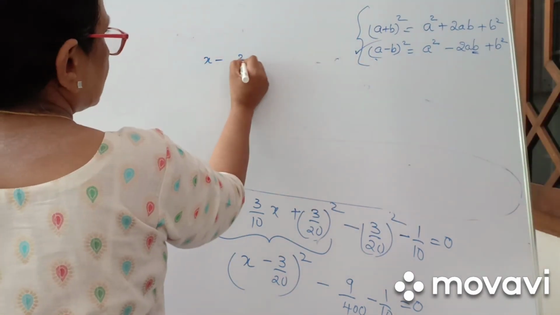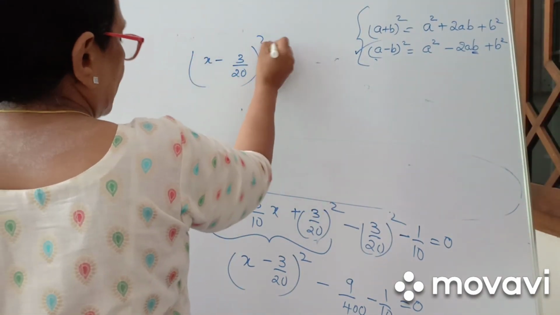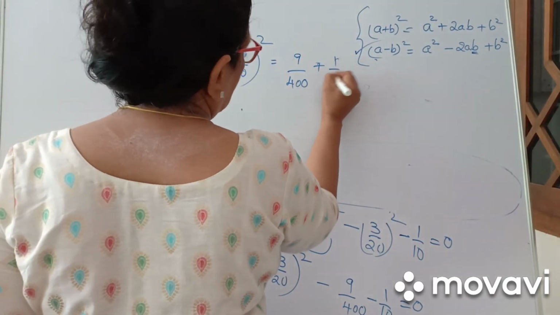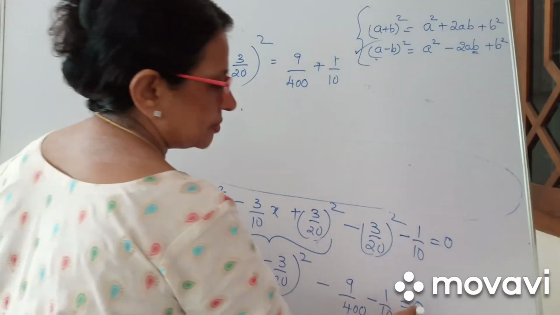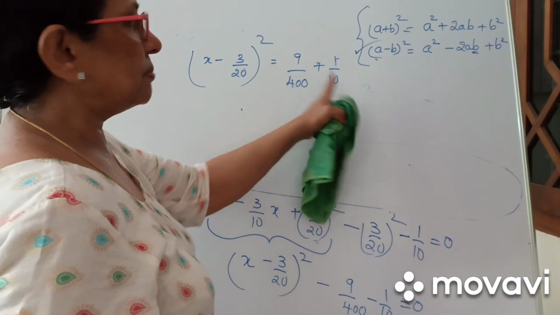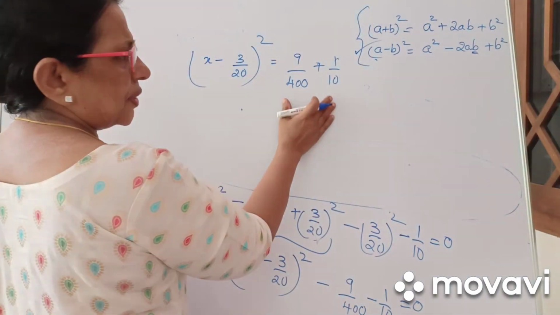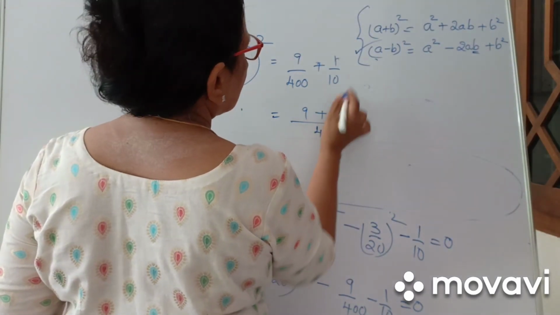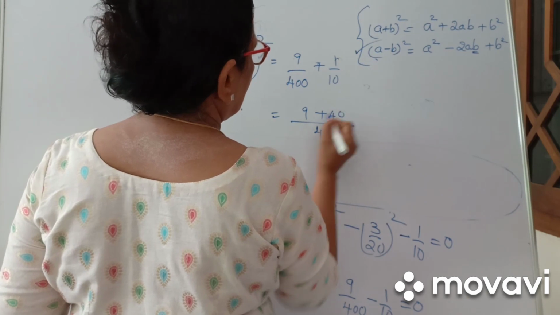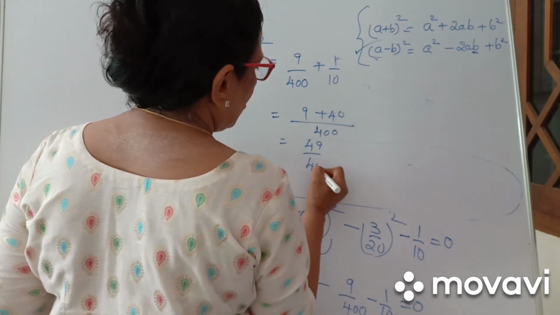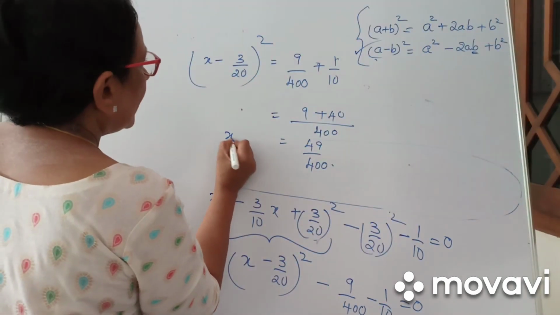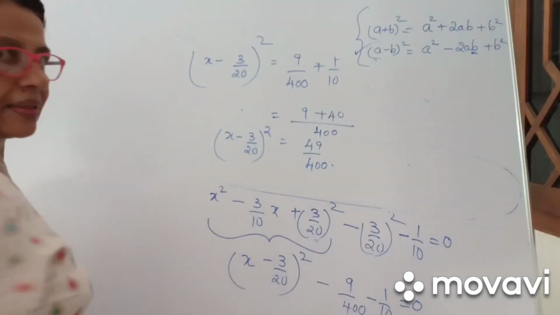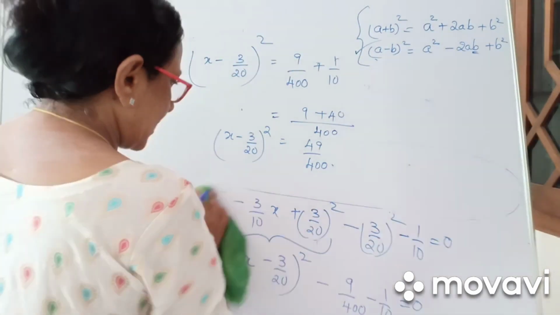So it is x minus 3 by 20 whole squared equal to 9 by 400 plus 1 by 10. What did we do? We moved these two terms to the other side of the zero, so it becomes positive, and we added them. How do we add? Take LCM. So 400 LCM on the 9. This will go 40 times. 40 into 1 is 40. So this is 49 by 400. Okay, here you have x minus 3 by 20 the whole squared equal to 49 by 400. Understood?